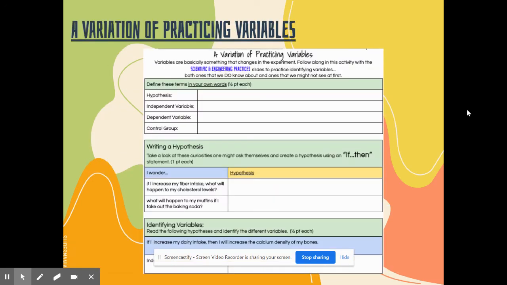So this is going to be your assignment for Wednesday on your asynchronous day, as you're going to be doing a variation of practicing variables.